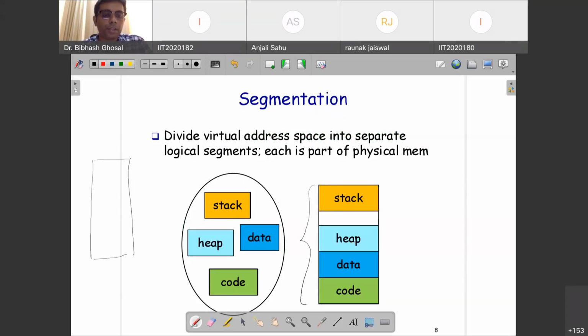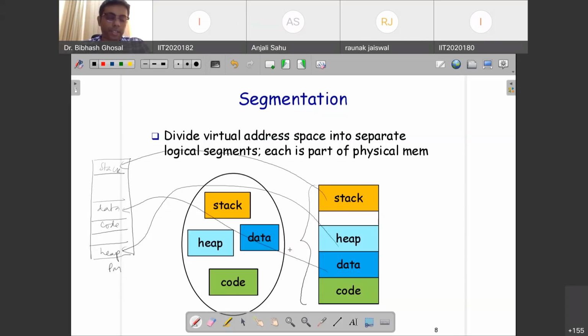Now, this has to be mapped to, say, for example, this entire thing physically. If this is the physical memory, let's say this may be the stack, this may be the heap, this may be the data, this may be the code. It can be absolutely randomly placed in the physical memory. So they have to be mapped. This has to be mapped to here, this to here, and this to here. So this mapping has to be done. Somebody should take care of that, and that is what is done by the segmentation part, the segmentation unit.